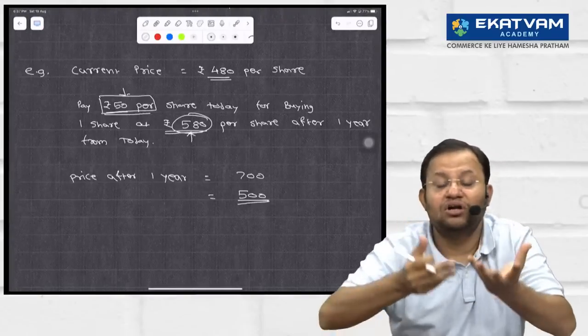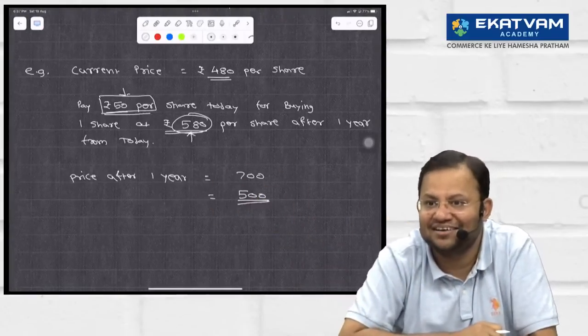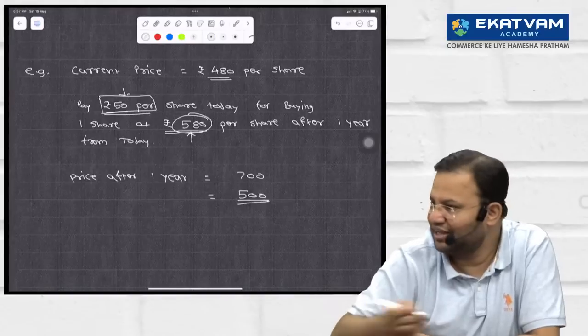If he wants a big quantity and he is not able to buy it in the market, he'll buy it from the company at 580.